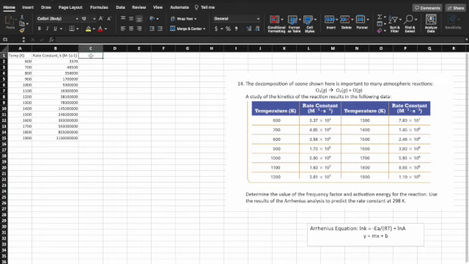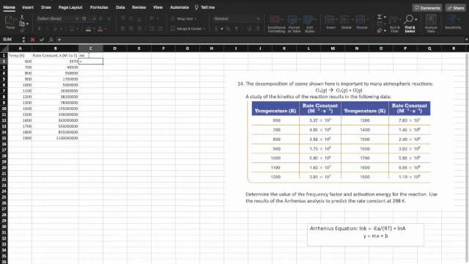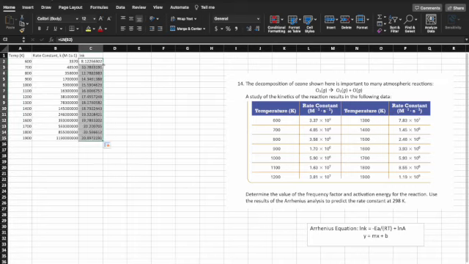Now the next thing I want to do is calculate ln of k. So I have to take the log of these values out here. I'm going to write ln k, so equals ln, that's the formula, open parentheses, I select that cell, close parentheses, and enter. Then I take my mouse out here and see how the arrow changes from a hand to a plus sign, and then just double click and it'll fill in all the values.